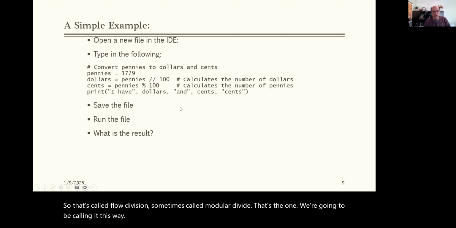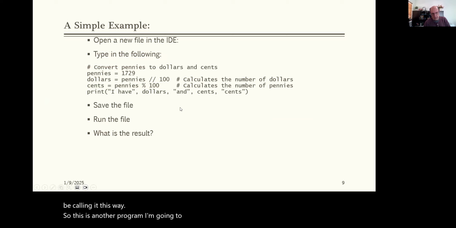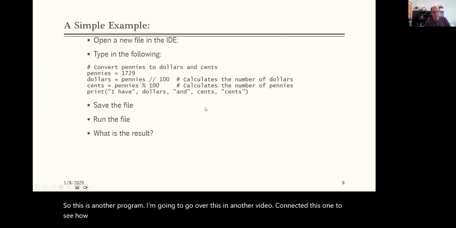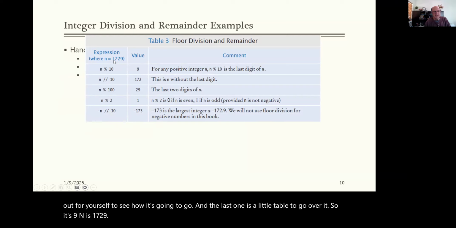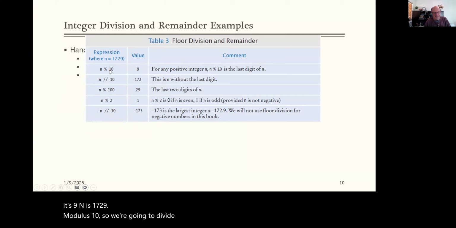So this is another program. I'm going to go over this in another video connected to this one to see how we run this program. I would suggest you just copy and paste it and try it out for yourself to see how it goes. And the last one is a little table to go over it. So n is 1729, modulus 10. We divide 1729 by 10, and the remainder is going to be 9.